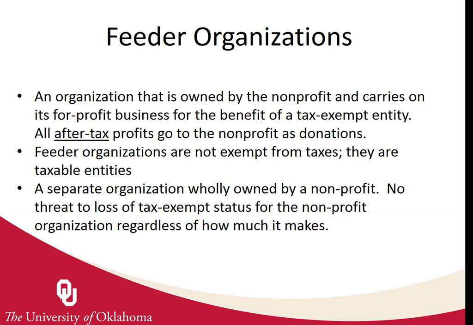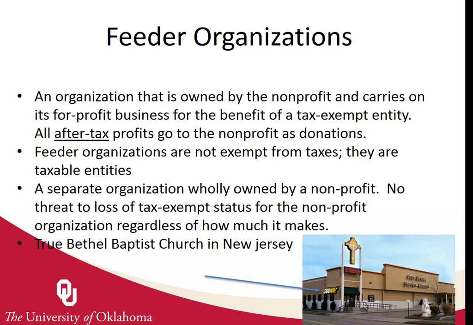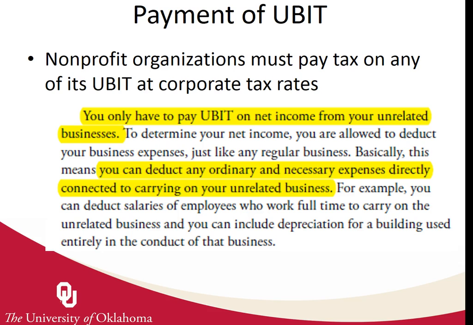And all that income will then go to the nonprofit, and it is not UBIT to the nonprofit because it has already been taxed. True Bethel Church in New Jersey is an example of this. It actually formed a Subway, formed a corporation, and the income from that Subway then became donations to the church. So the income of the Subway was not UBIT because it was with a separate taxable corporation.